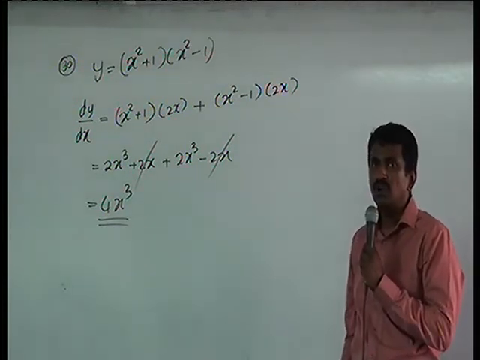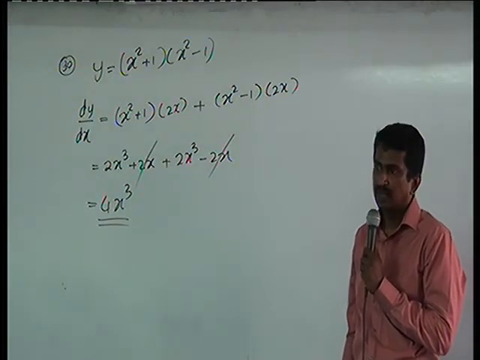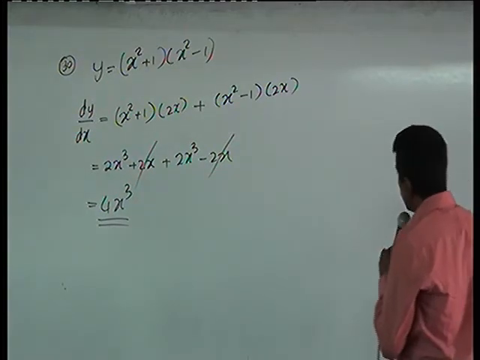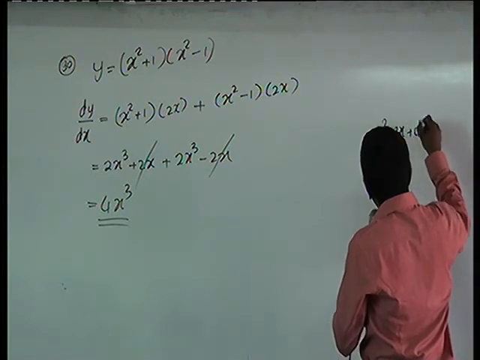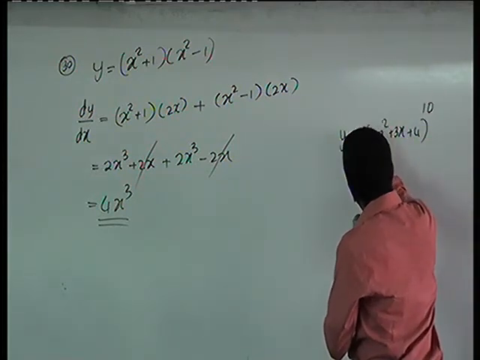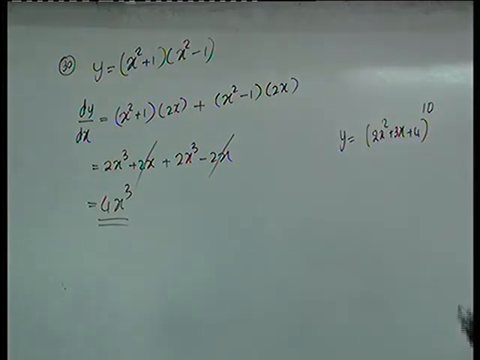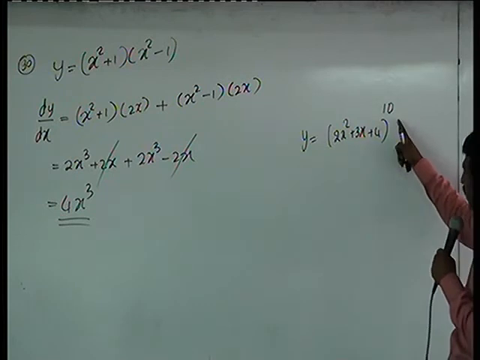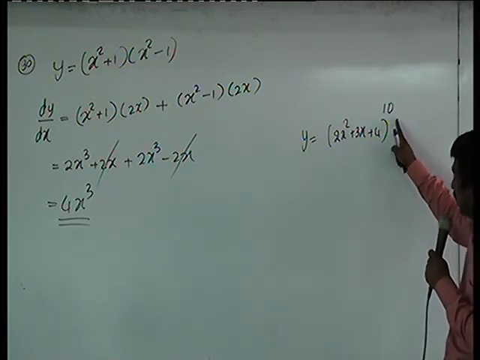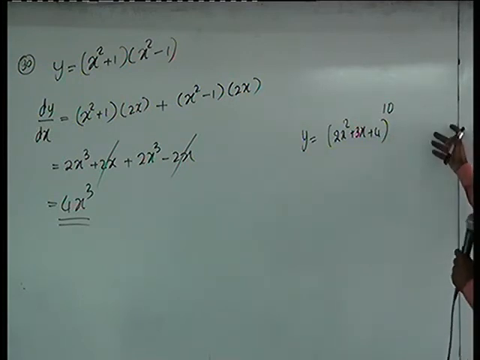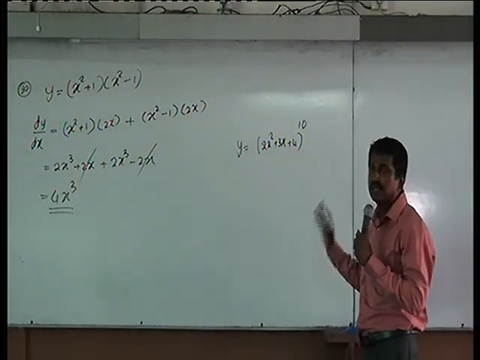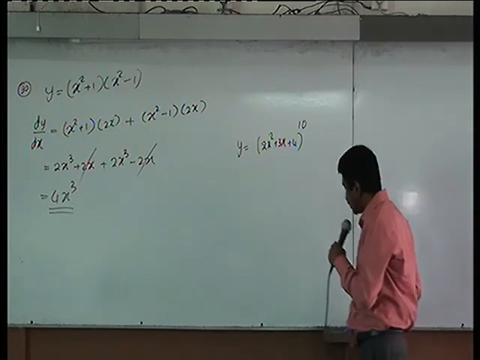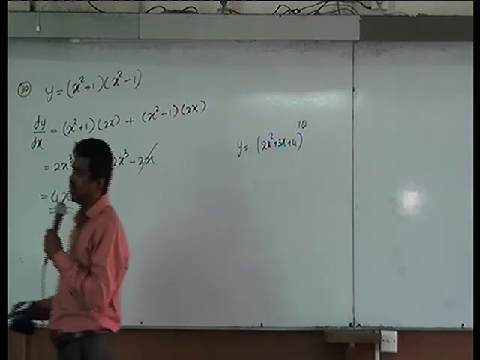Now, there's a particular concept called function of function. Say you have something like 2x squared plus 3x plus 4 to the power 10. Differentiate this function. How are we going to do it? Power 10 means you are going to multiply this term 10 times, which is practically not possible. It's a big term. So there's a very easy technique to differentiate this one.